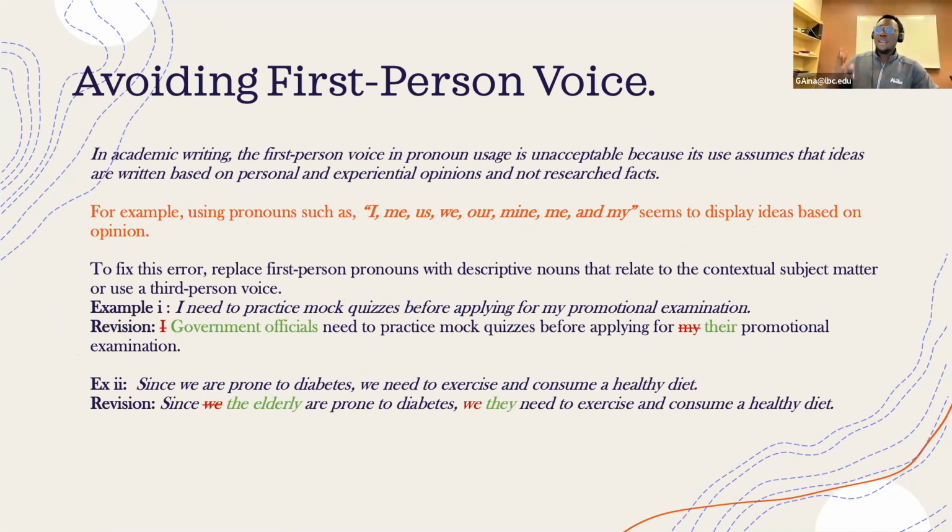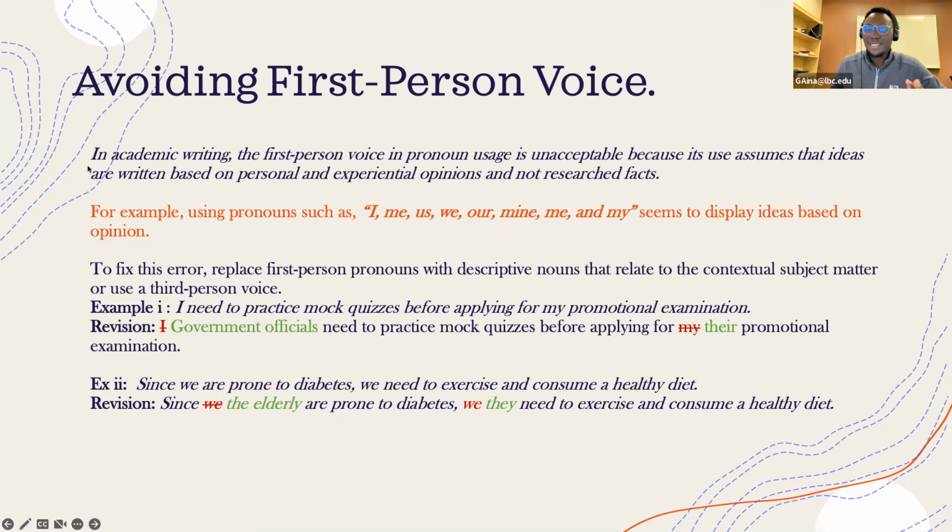Except there are times your professor might want you to write a reflection paper or a reflective essay, where you are talking about yourself. Yes, you can write in first person voice. You can use words like I, me, us, we, mine, and my. You can use those kinds of pronouns if you are writing a reflective essay. But if you are writing a research paper, you should not use the word I.